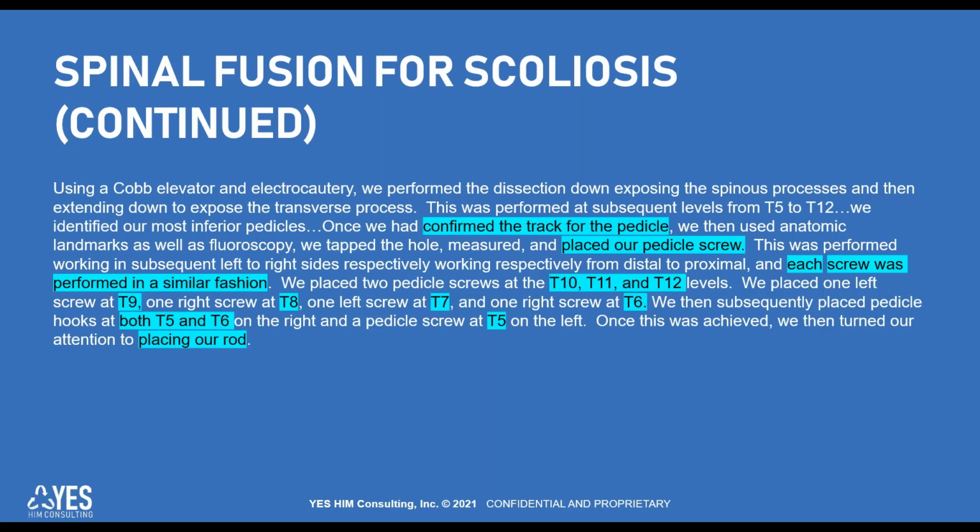Then they confirmed the track for the pedicle. They placed the pedicle screw. Each screw was performed in a similar fashion. 2 pedicle screws at T10, 11, and 12. 1 at T9 on the left, 1 right at T8, 1 left at T7, 1 right at T6. And then they placed hooks, and then they started placing the rods.